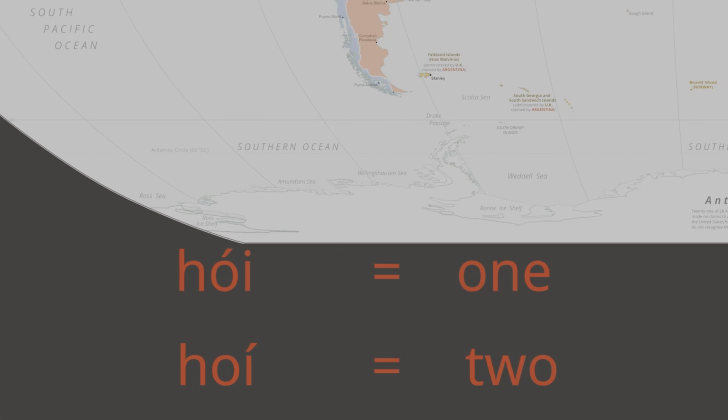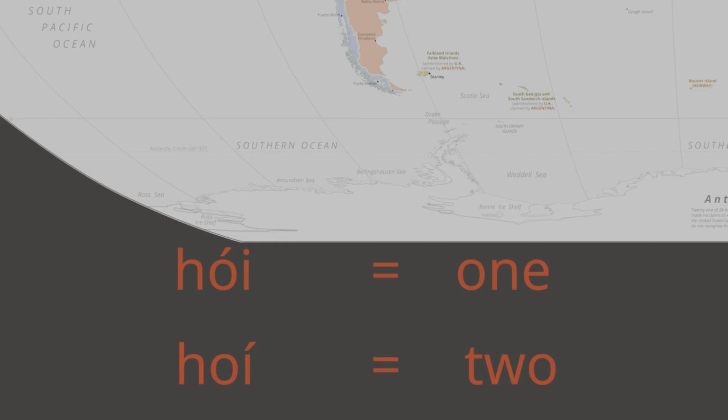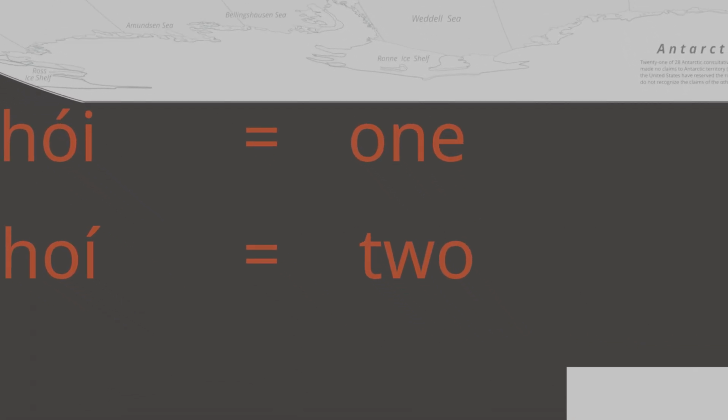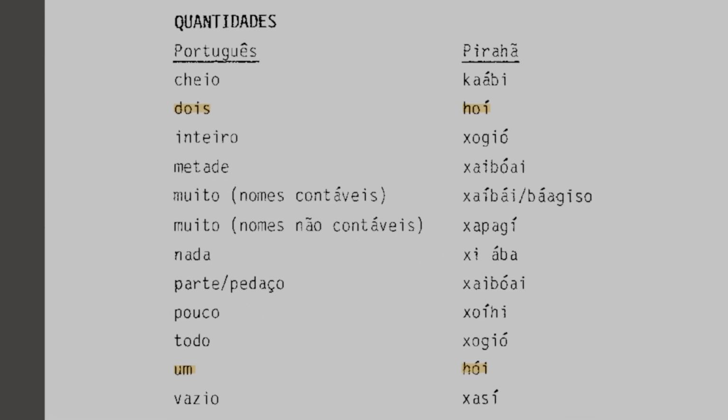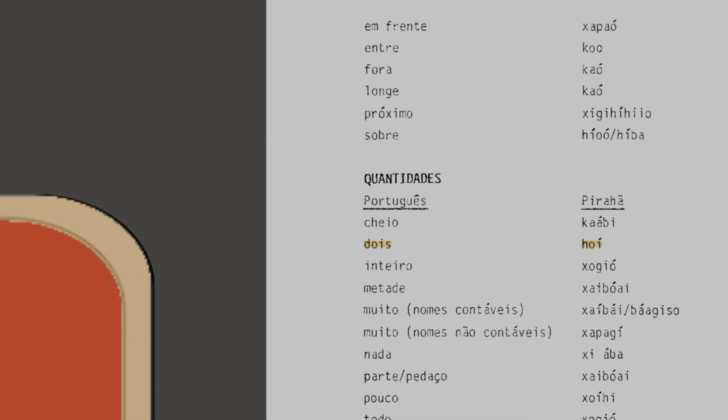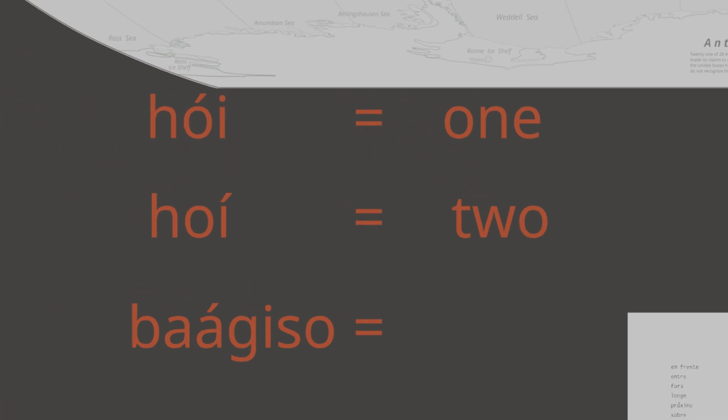The word that might mean 1 goes from high to low, hue, and the word that might mean 2 goes from low to high, hue, and I'm probably slaughtering the pronunciation, but well, I'm doing my best and you get the point. In his PhD thesis in 1983, Everett listed those 2 words as meaning 1 and 2, and for anything above that, there's the word báagiso, meaning many.